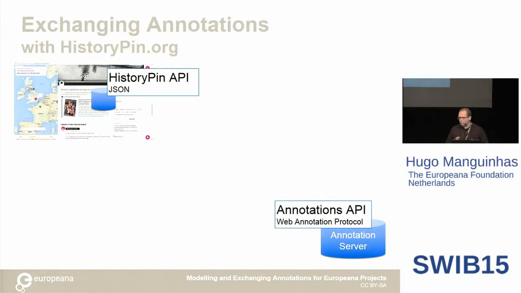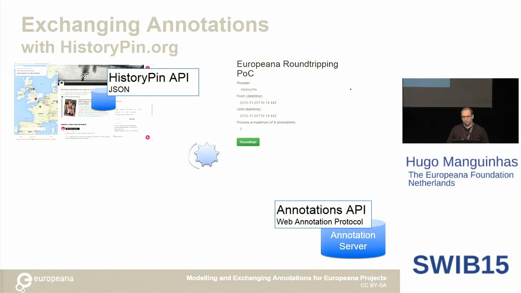I'll explain how the exchange of annotations was done for the particular case of HistoryPin, which may be applied for other platforms. Here we have the HistoryPin APIs, the JSON API, and also the annotations API using the Web Annotation Protocol. So we developed this round-tripping daemon, which is a software that just queries the HistoryPin API, searching for a particular time span, and then it makes some work. So for example, it needs to make some checks. It also makes some normalizations of the URIs, because in HistoryPin, when we share our data, the data will come with a URL, so the actual link for the page, and we need to convert it to the URI, because it's the way that we represent.